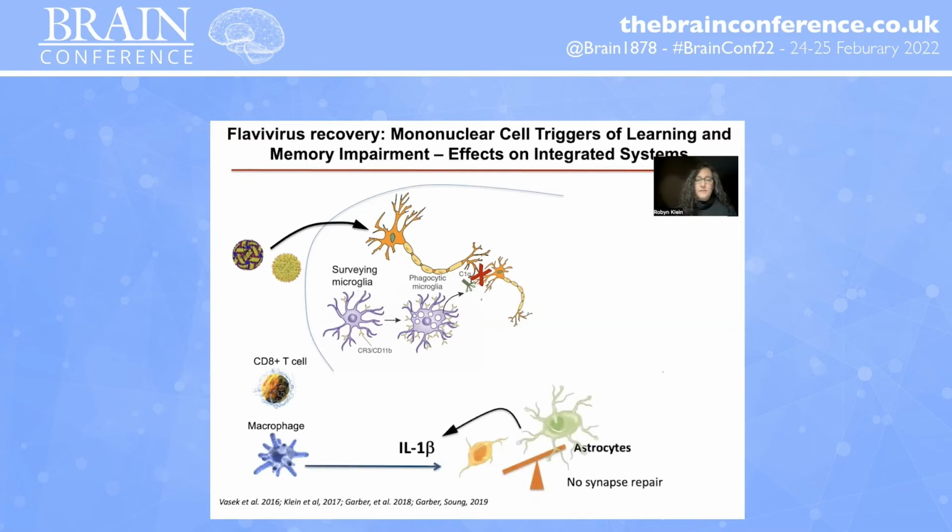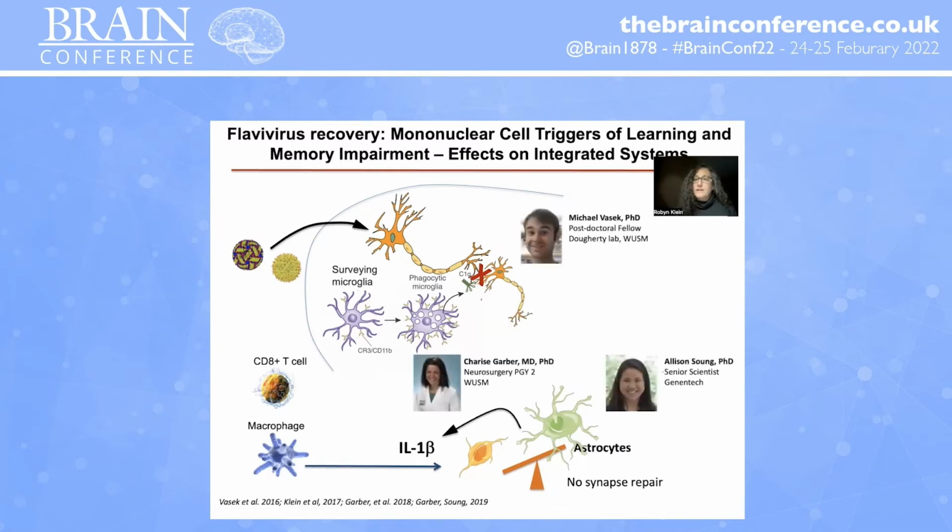We also found that macrophages would deliver IL-1 beta to the brain. And although they retreated, IL-1 beta levels stayed high. And what we observed was that there was loss of neurogenesis in the hippocampal formation under the dentate gyrus, which is an important area for neurogenesis that's related to spatial learning. And the people that discovered all of these things are shown here: Mike Vasek, Cherise Garber, and Allison Sung, who all have gone on from my lab to do other things.